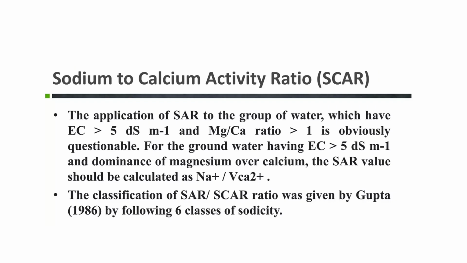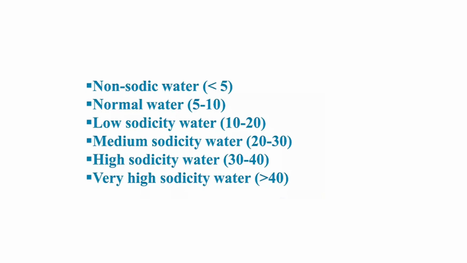Next is the sodium to calcium activity ratio, SCAR, which is an important water quality parameter. It is calculated in relation to SAR. This is also regarding sodium levels only. Low sodic water has less than 5, normal water 5 to 10, low sodic water 10 to 20, medium 20. Then you have to consider the sodium solubility of the water.